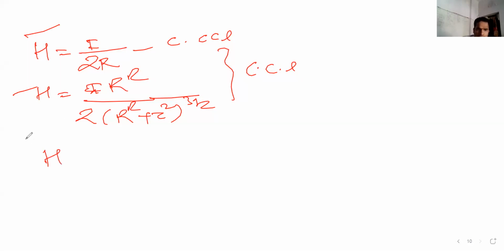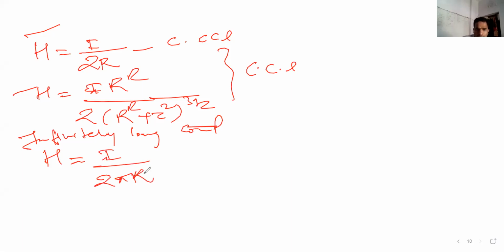Now for an infinitely long conductor, we obtained H, which was I by 2 pi r, where r is the perpendicular distance. So let us solve a numerical. Suppose I take an example on this.